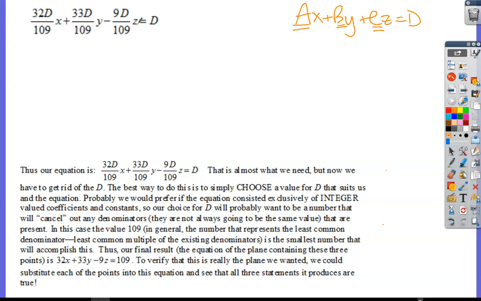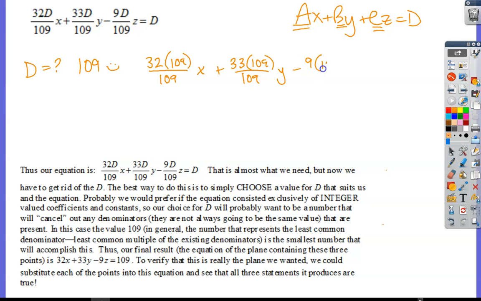Now, what is a smart D value to plug in? Hint, hint, we'd probably want to get rid of the fractions. So yeah, if we let D be 109, then this is going to come out nice. Look, because then we'd have 32 times 109 over 109, we'd have 33 times 109 over 109, right? You're always going to pick whatever's creating that denominator because then it'll cancel out that denominator. Remember, don't forget to plug in 109 here as well. So every D gets replaced with a 109. So I get 32x plus 33y minus 9z equals 109.